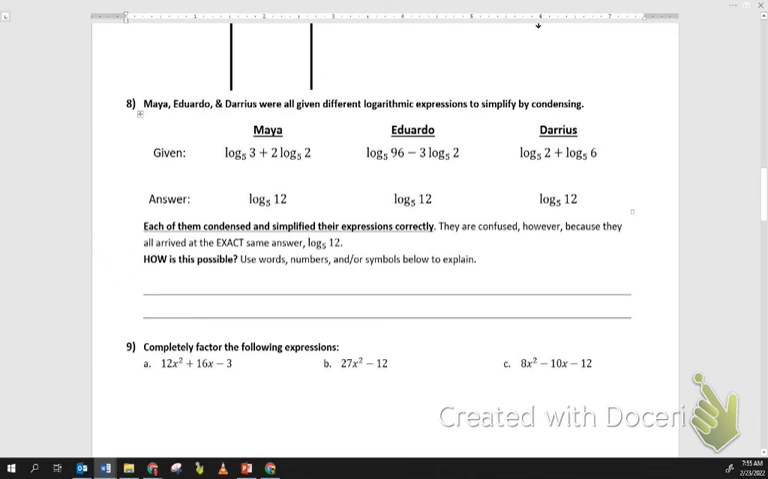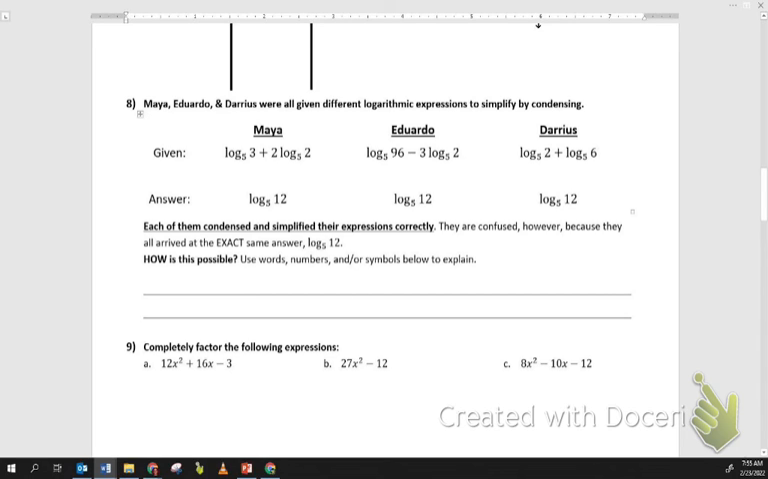Now we are going to look at number 8. Number 8 says, Maya, Eduardo, and Darius were all given different logarithmic expressions to simplify by condensing. Maya was given log base 5 of 3 plus 2 times log base 5 of 2. Eduardo has log base 5 of 96 minus 3 times log base 5 of 2. And Darius has log base 5 of 2 plus log base 5 of 6. And each of them condensed and simplified their expressions correctly.